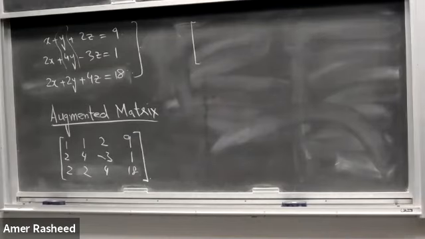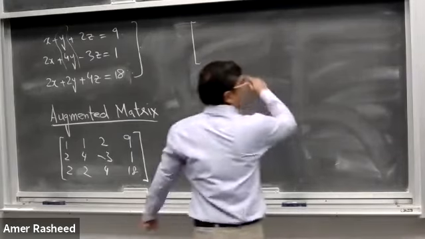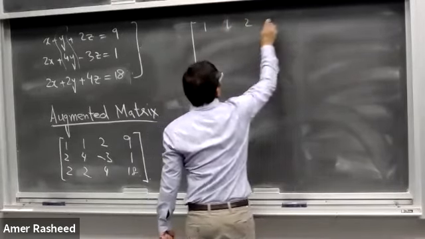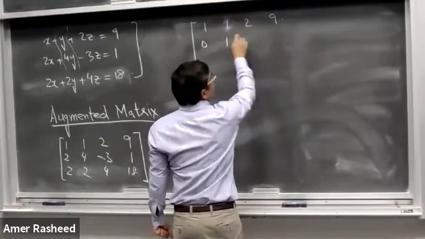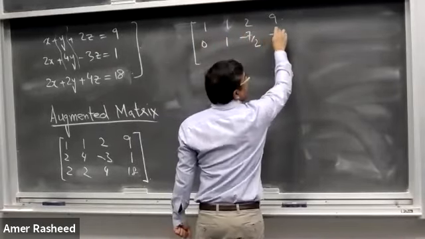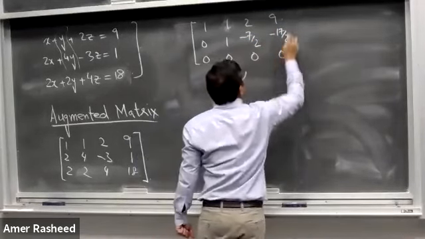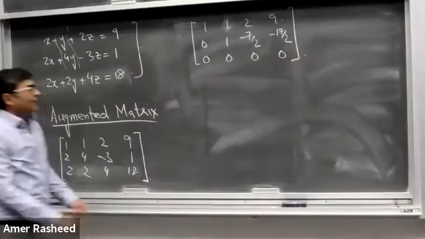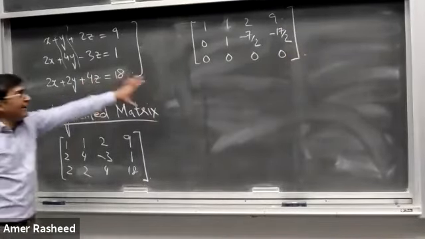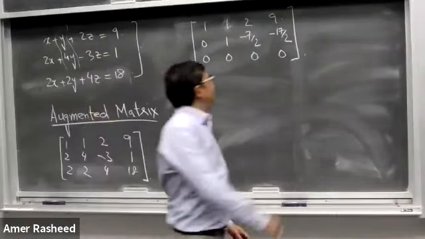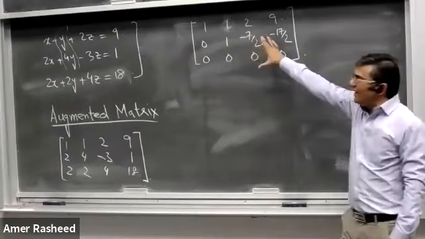What did we obtain here previously? Let me see. It was basically 1, 1, 2, 9, then 0, 1, minus 7 by 2, and minus 17 by 2. And then you get 0, 0, 0, 0 here. This will be the echelon form, finally, after converting this augmented matrix into echelon form. Is this matrix in the echelon form? Can anybody tell me?